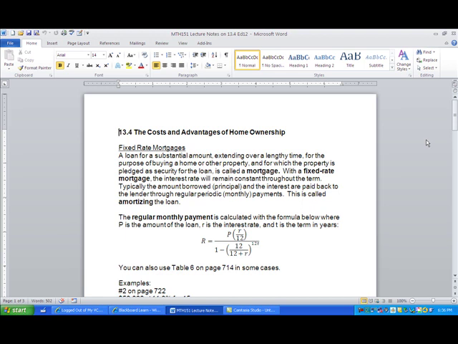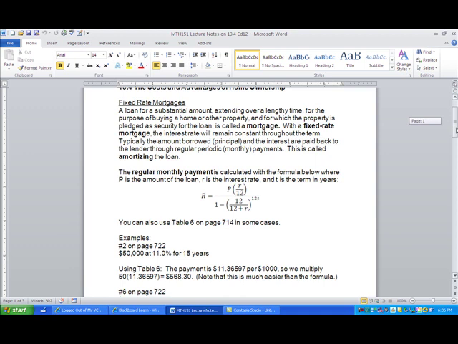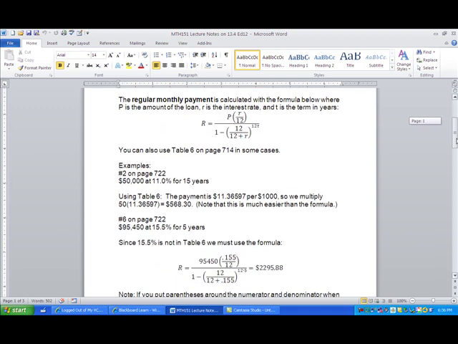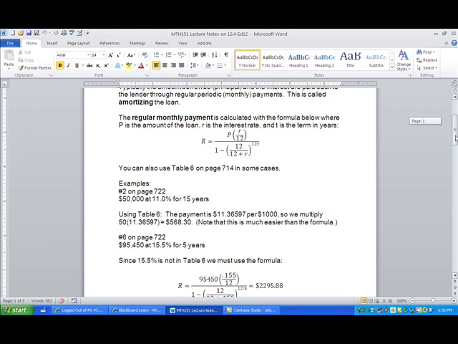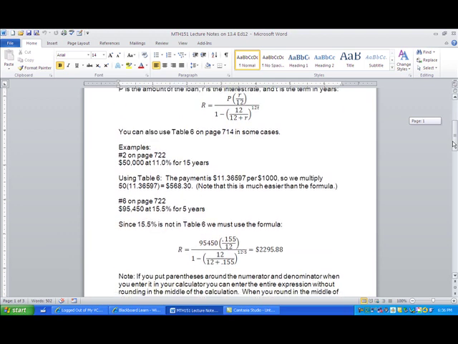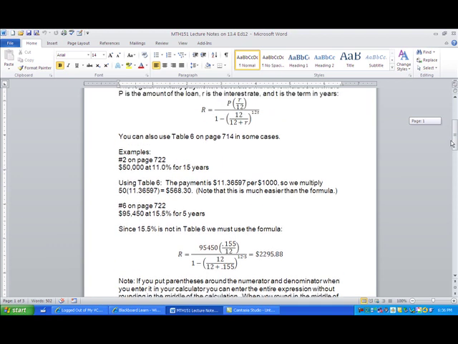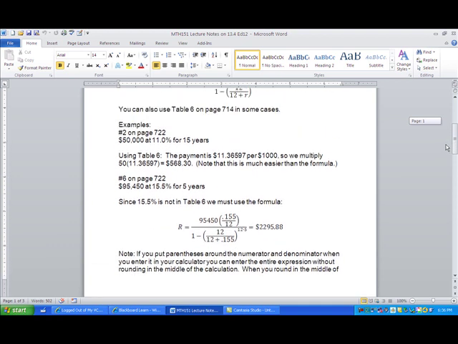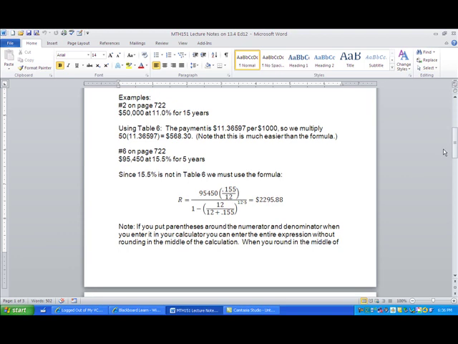So as you can see, it's kind of a messy formula. There's also a table 6 on page 714, which is usable in some cases. So I'm going to show an example of each. It's easier to use the table, believe me. Okay, so example number 2 on page 722. This is from the written exercises. We're taking out a mortgage of $50,000 at 11% for 15 years. So what we do is we use the table to look up the payment per $1,000.